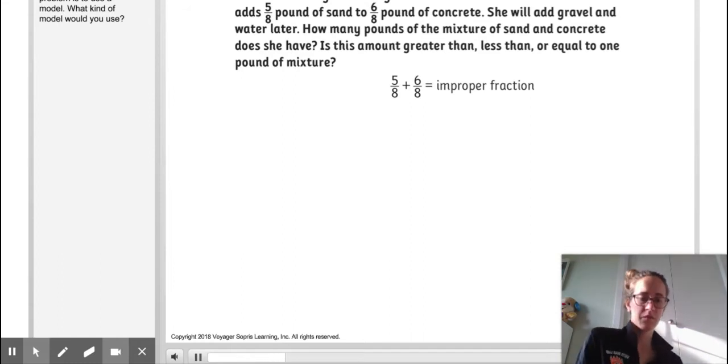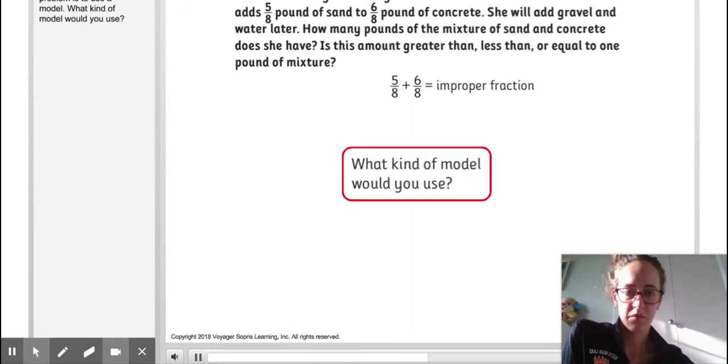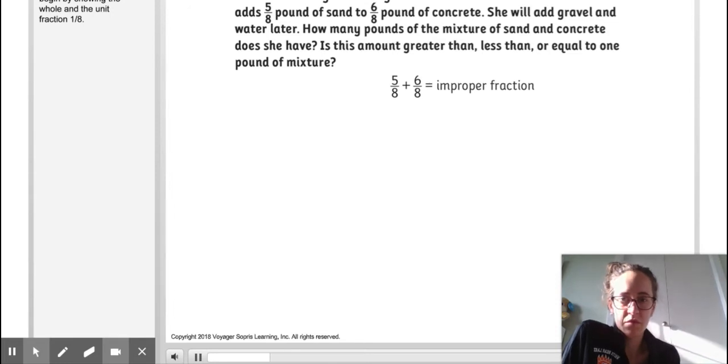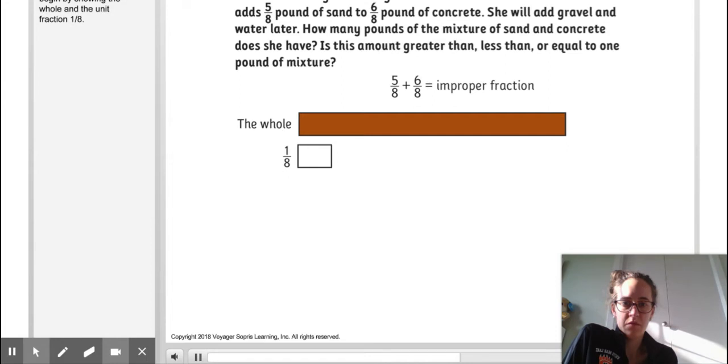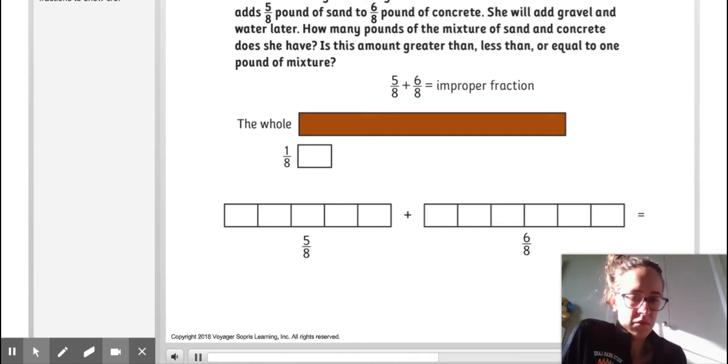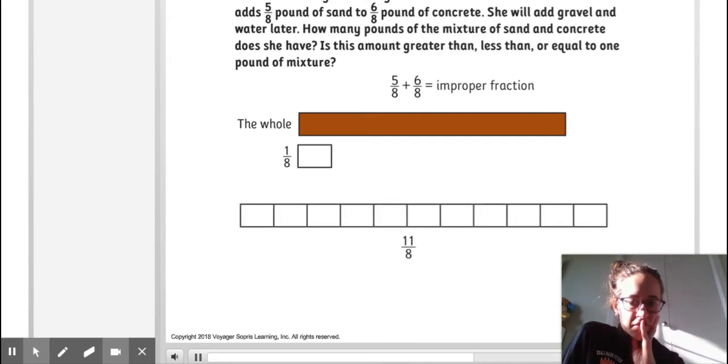Another strategy we can use to make sense of the problem is to use a model. What kind of model would you use? Let's model the problem with Cuisenaire rods. We begin by showing the whole and the unit fraction 1/8. We use 5 unit fractions to show 5/8 and 6 unit fractions to show 6/8. The sum is 11/8.